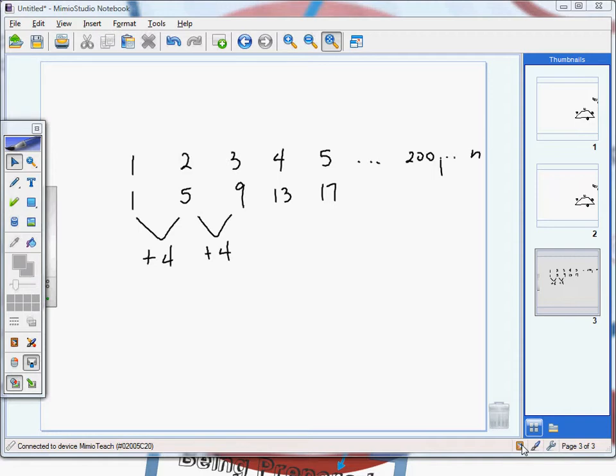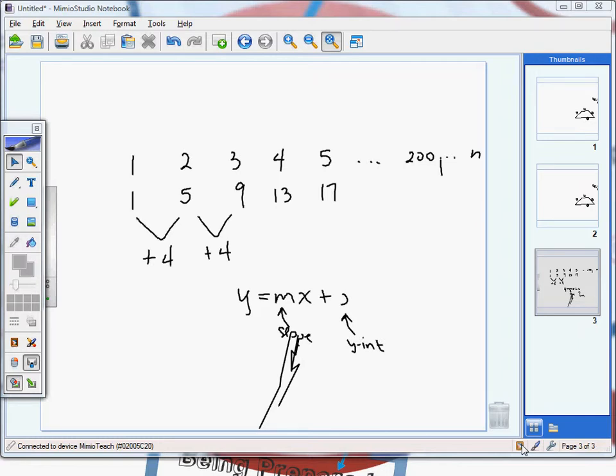So we need to use what we learned in algebra. And what we learned in algebra was this. You guys remember seeing that? It's okay. It's not that bad. What does the M stand for? Slope. And what does the B stand for? Y-intercept.